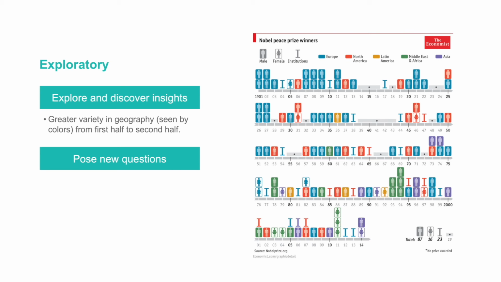We can also see that there seem to be more of these little eye symbols showing up, especially in the last 14 years on the chart. So we might ask some new questions. Are there more institutions winning in the recent past? What might be causing this? Could it be things like think tanks and the internet versus individual researchers?